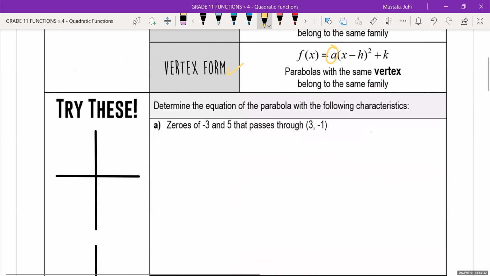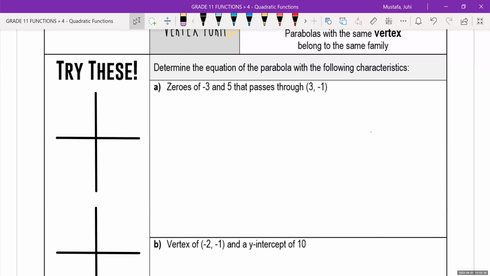Okay, so we're going to begin by trying question A. Determine the equation of the parabola with the following characteristics. There are zeros of -3 and 5, and it passes through 3, -1. So the first thing I want to talk about is, what does the word zeros mean? Sarah? Yeah, it's the x-intercept. So whenever we're talking about zeros, we're actually talking about the x-intercepts.